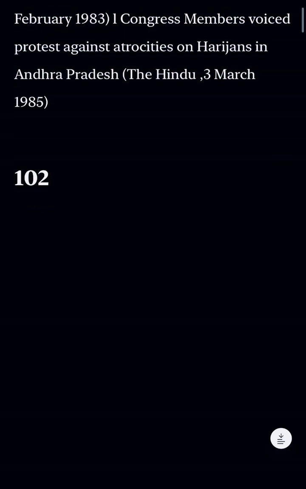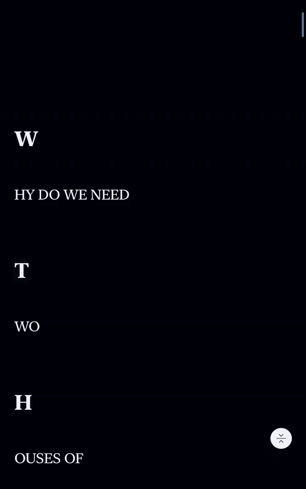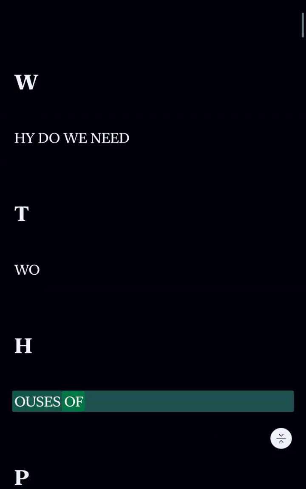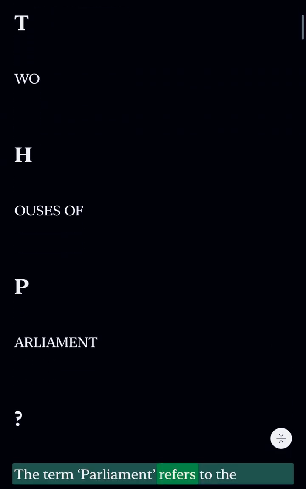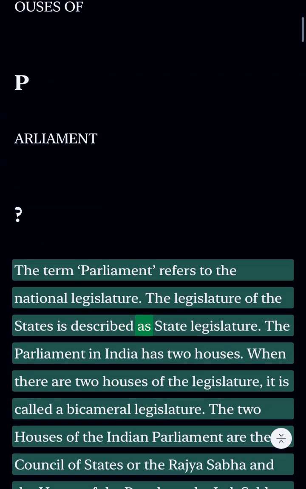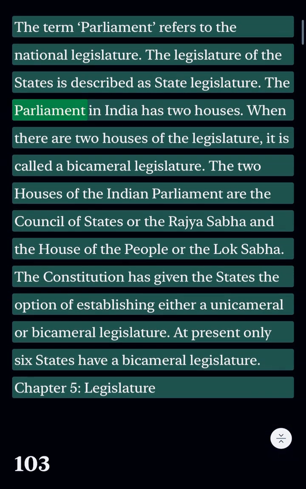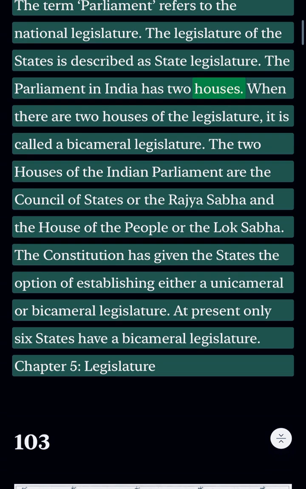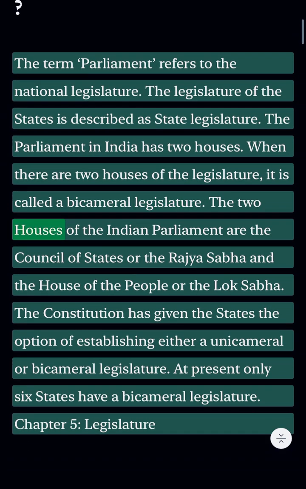Why do we need two Houses of Parliament? The term Parliament refers to the national legislature. The legislature of the states is described as state legislature. The Parliament in India has 2 houses. When there are 2 houses of the legislature, it is called a bicameral legislature. The 2 houses of the Indian Parliament are the Council of States, or the Rajya Sabha, and the House of the People, or the Lok Sabha.